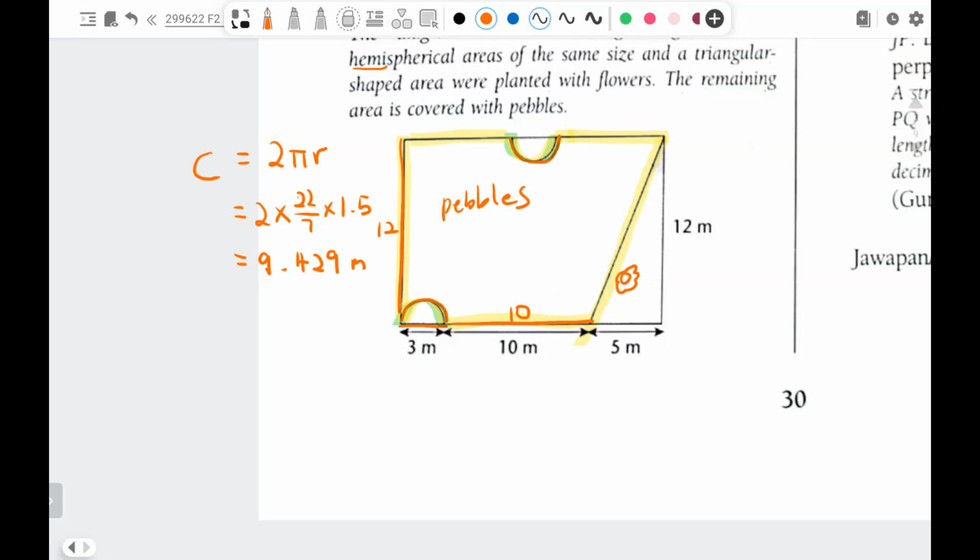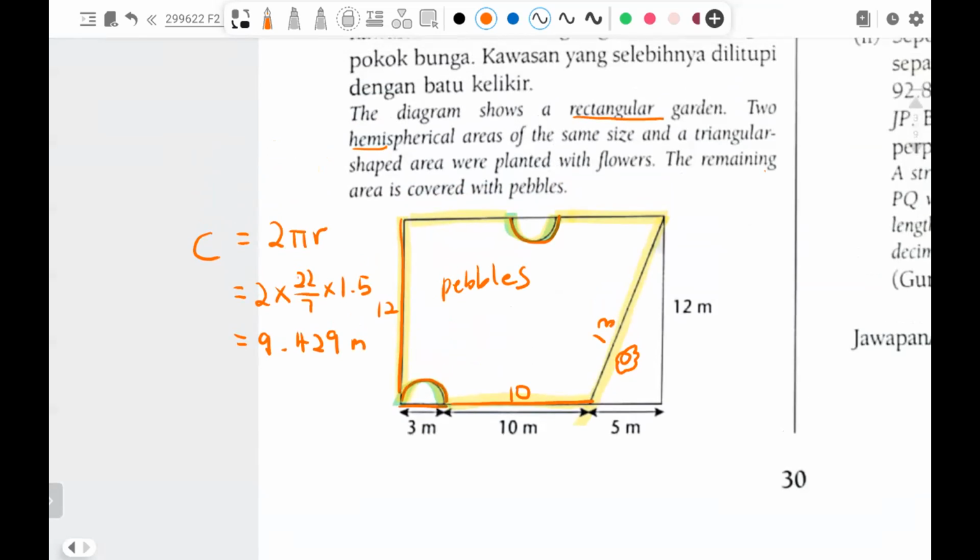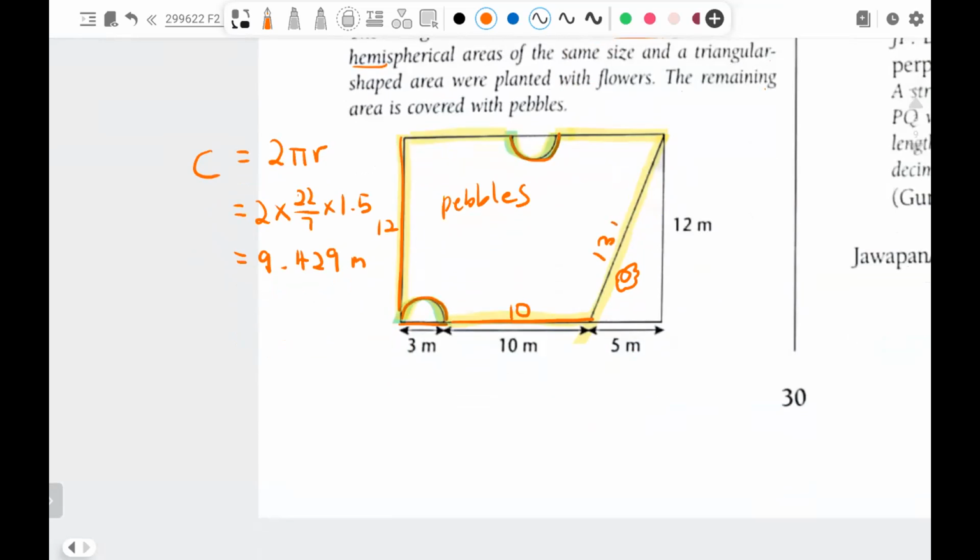Thirteen cm. Yes, it's 13. That is 90 degree because this is a rectangular garden. So 13, sorry, not cm, 13 meter. Yeah, 13 meter because the unit is meter. Okay. But the answer is correct, it's 13.